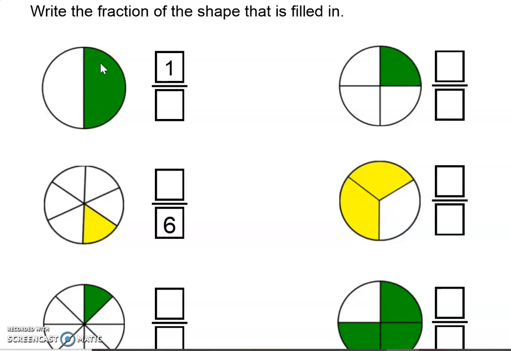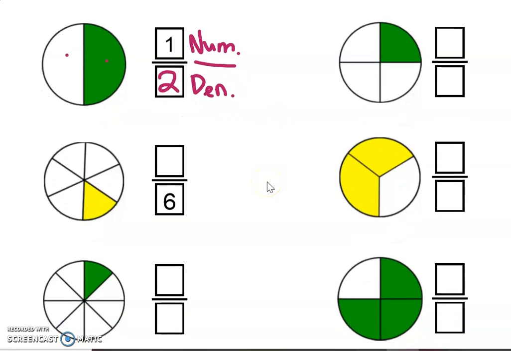And how many pieces are there total? There's 1, 2. 2 pieces total. So that number goes in the denominator. The total number of pieces that you have is the denominator, right? So you can say D-E-N, the denominator. And then the number on top is the numerator, and this is how many pieces you have, okay? N-U-M, numerator, denominator, okay?